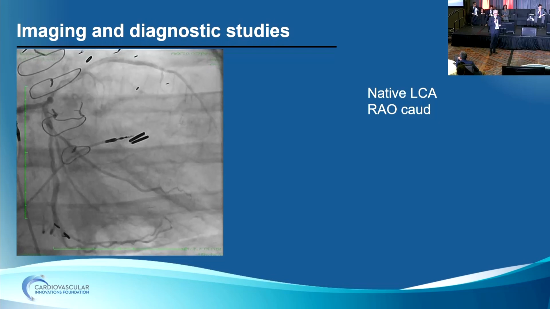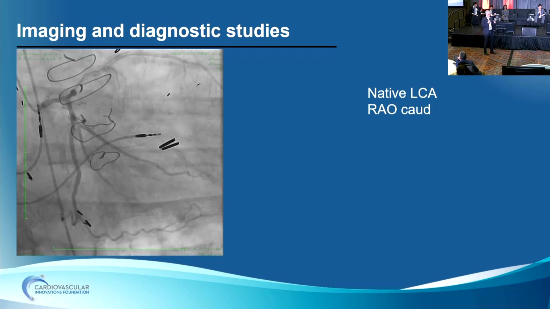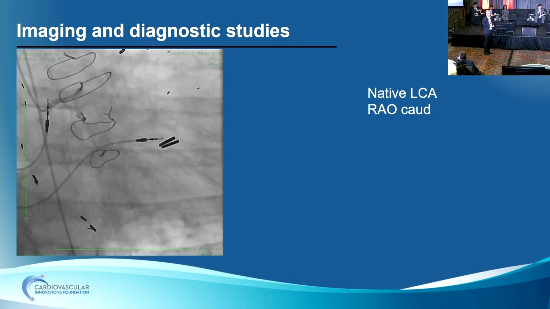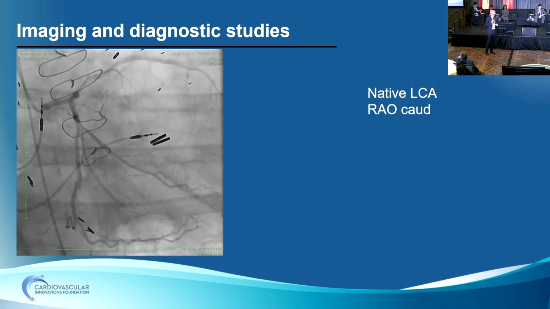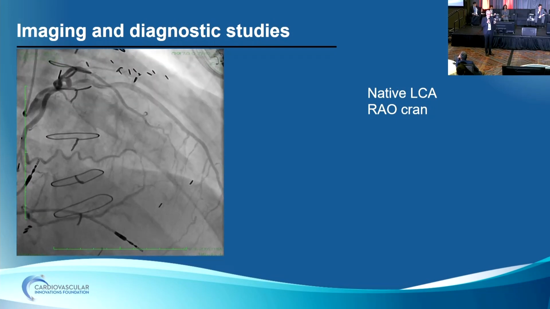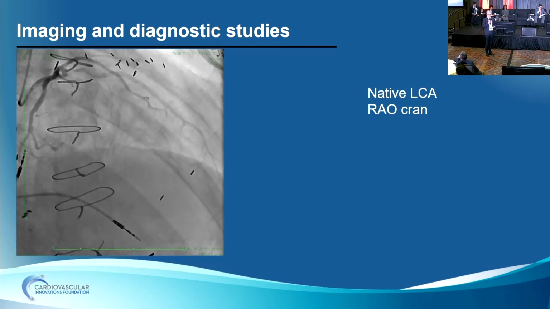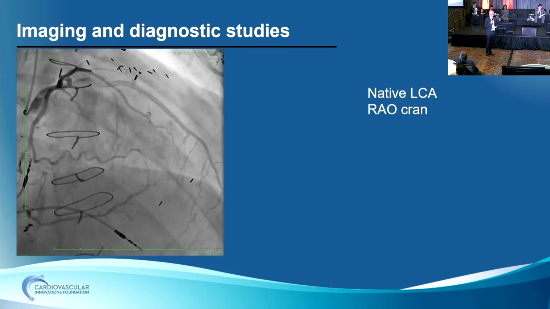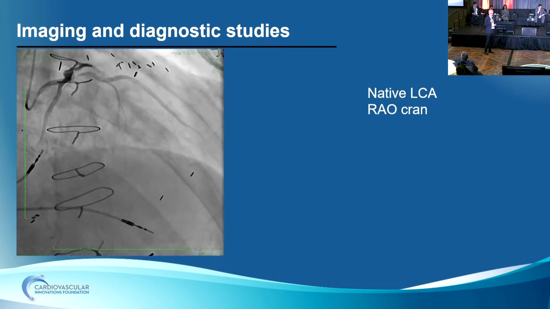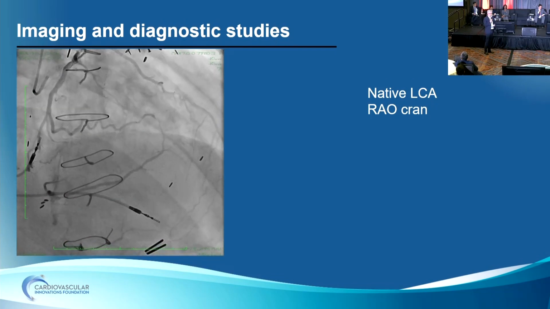The left system, the native left in the RAO caudal, shows a fairly large circumflex system and a right coronary system that's collateral dependent from the left. You see competitive flow in the left, and we'll sort that out in just a second. In the RAO cranial, the LAD here has actually 2 branches that are grafted. There's competitive flow from both. And in fact, the old film turned out to be pretty invaluable in sorting out what was grafted to where. Again, the right system is fairly large and very collateral dependent.